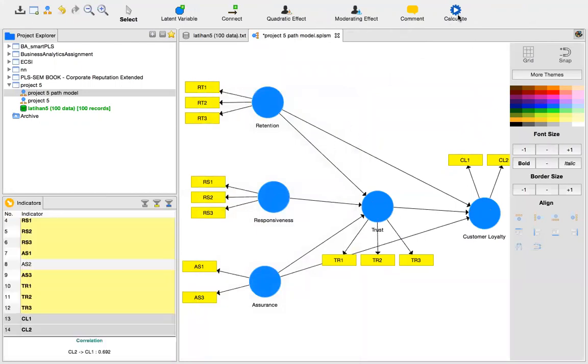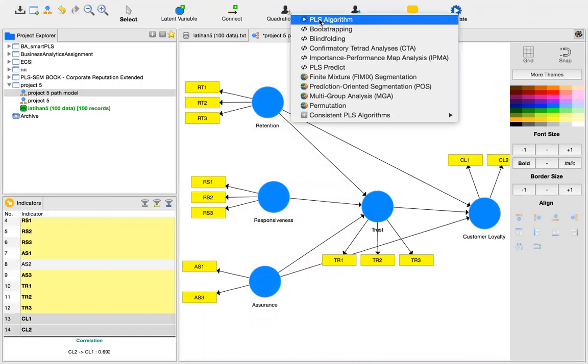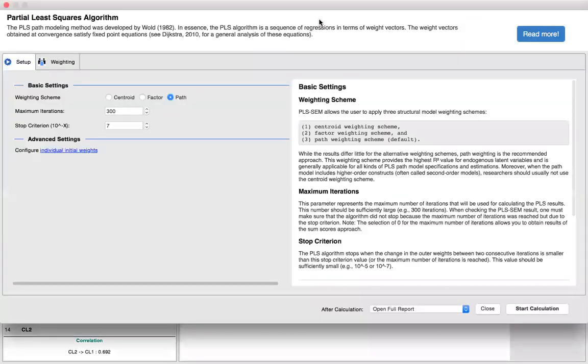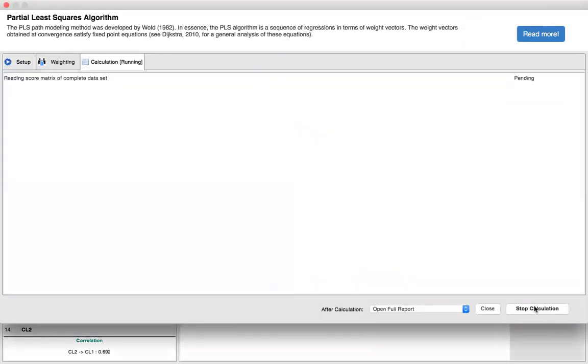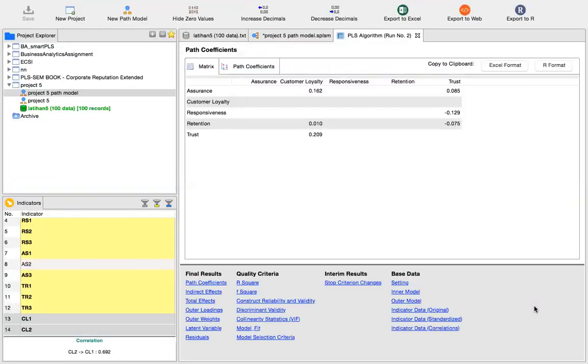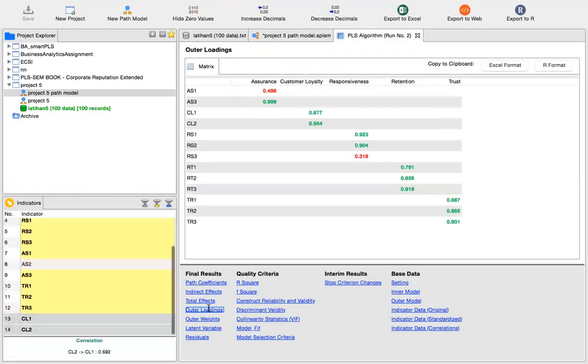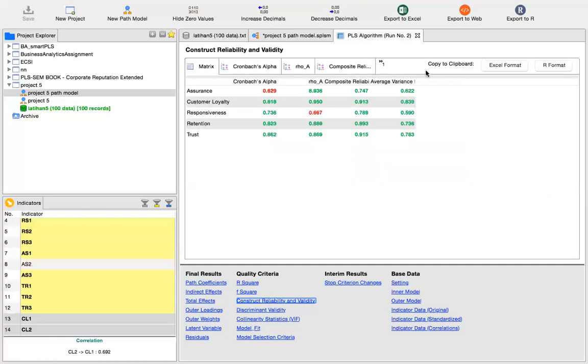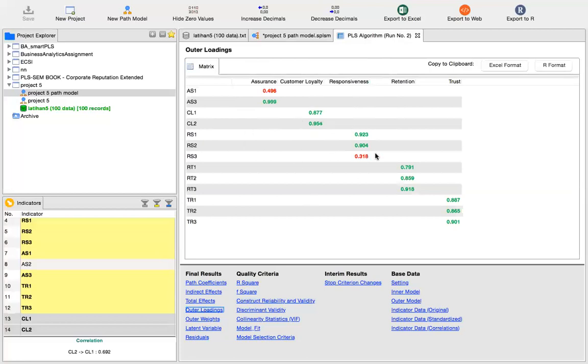Okay, we're going to calculate the PLS algorithm again. Leave it like that and start. Outer loadings and construct. Okay, so all the AVE are higher than 0.5. Therefore, we do not need to delete any more data from here. Okay, next.